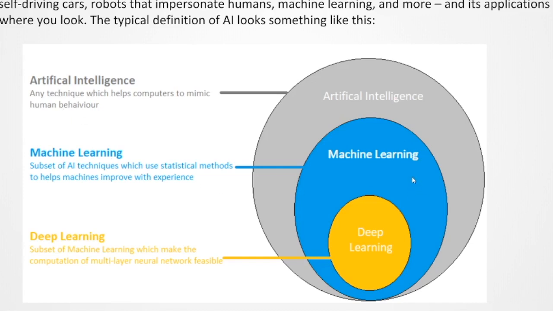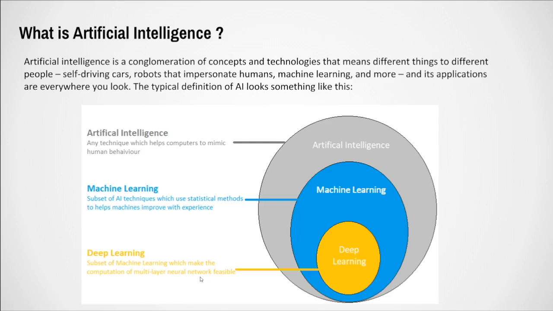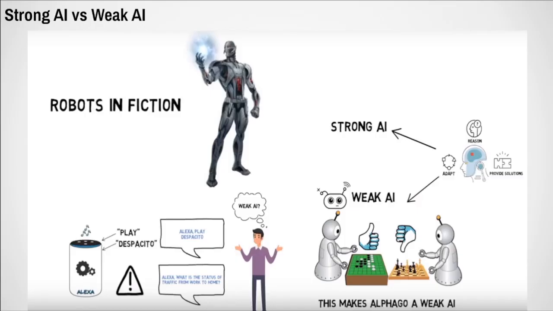What is machine learning? Machine learning is a subset of AI techniques which use statistical methods to help machines improve with experience. What is deep learning? Deep learning is again a subset of machine learning which makes the computation of multi-layer neural networks feasible, right? In interviews, this is a very common question for data science interviews: what is the difference between artificial intelligence, machine learning and deep learning? You can always use this diagram because it covers all the aspects of comparison between AI, machine learning and deep learning.